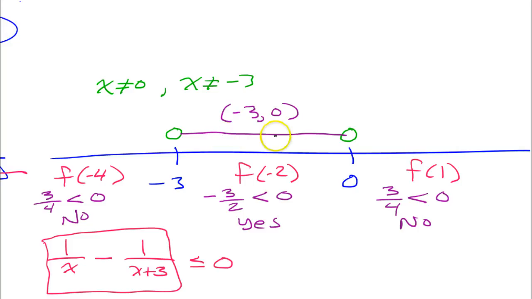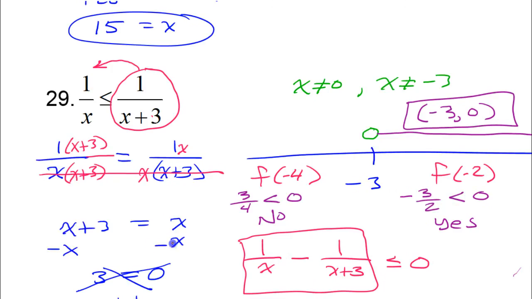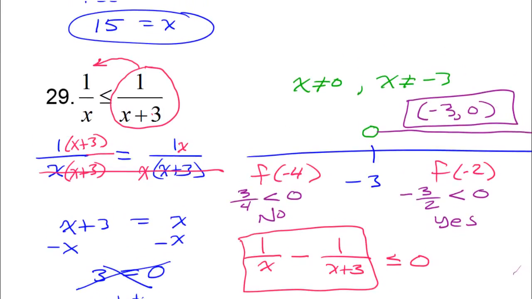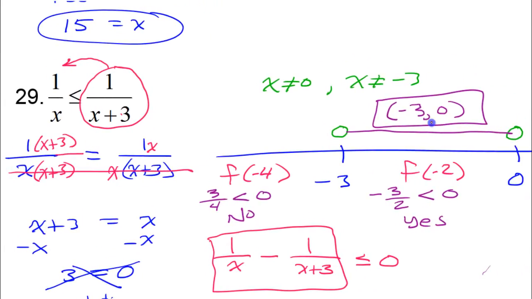Now that's not an ordered pair, it's not a point, it is an interval, so we know that because of the context. We're using parentheses for the same reason that we have open circles. We're showing that the -3 and the 0 are not to be included in the solution, which makes sense because they are excluded values. So that would be the final answer for number 29. Notice that even though when I solved this equation I got no solution, we still had a solution to the overall inequality.